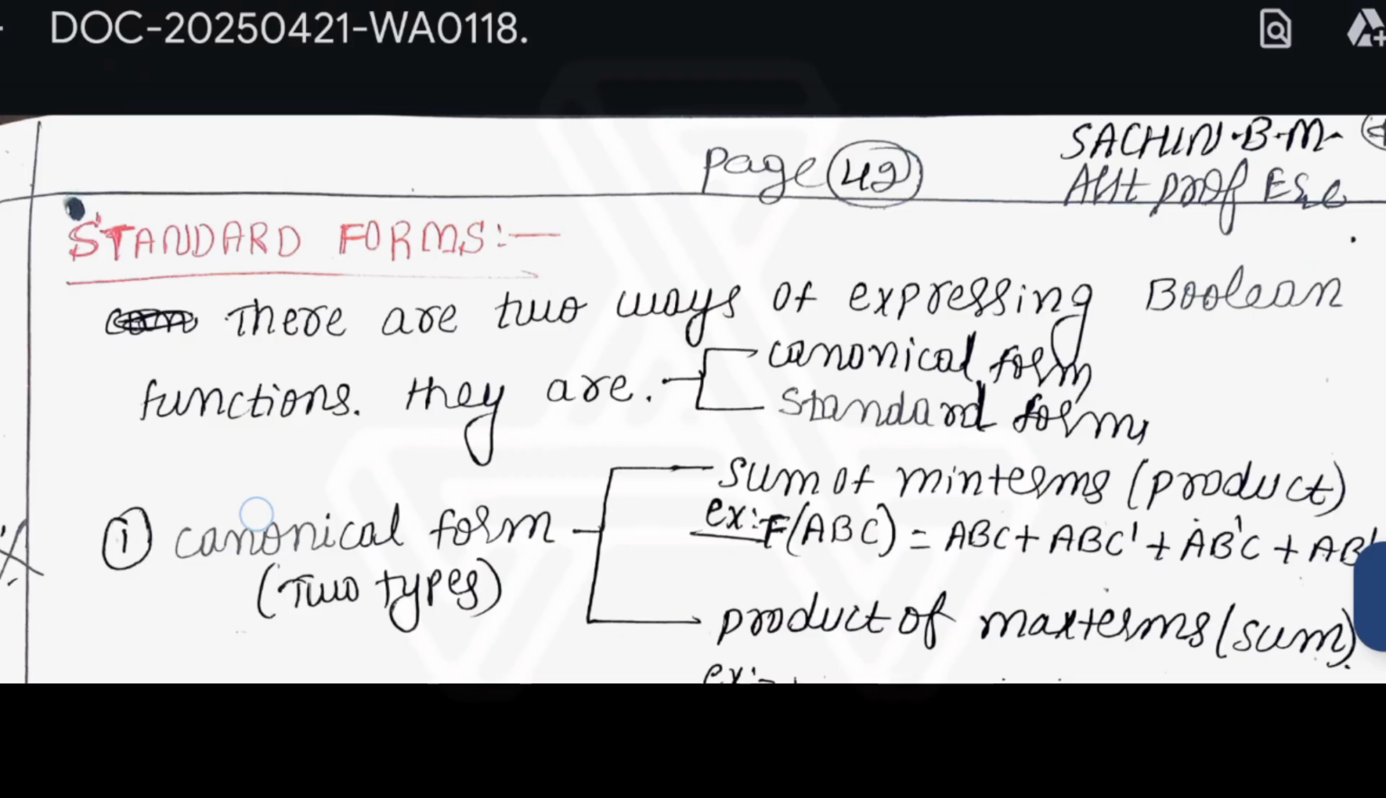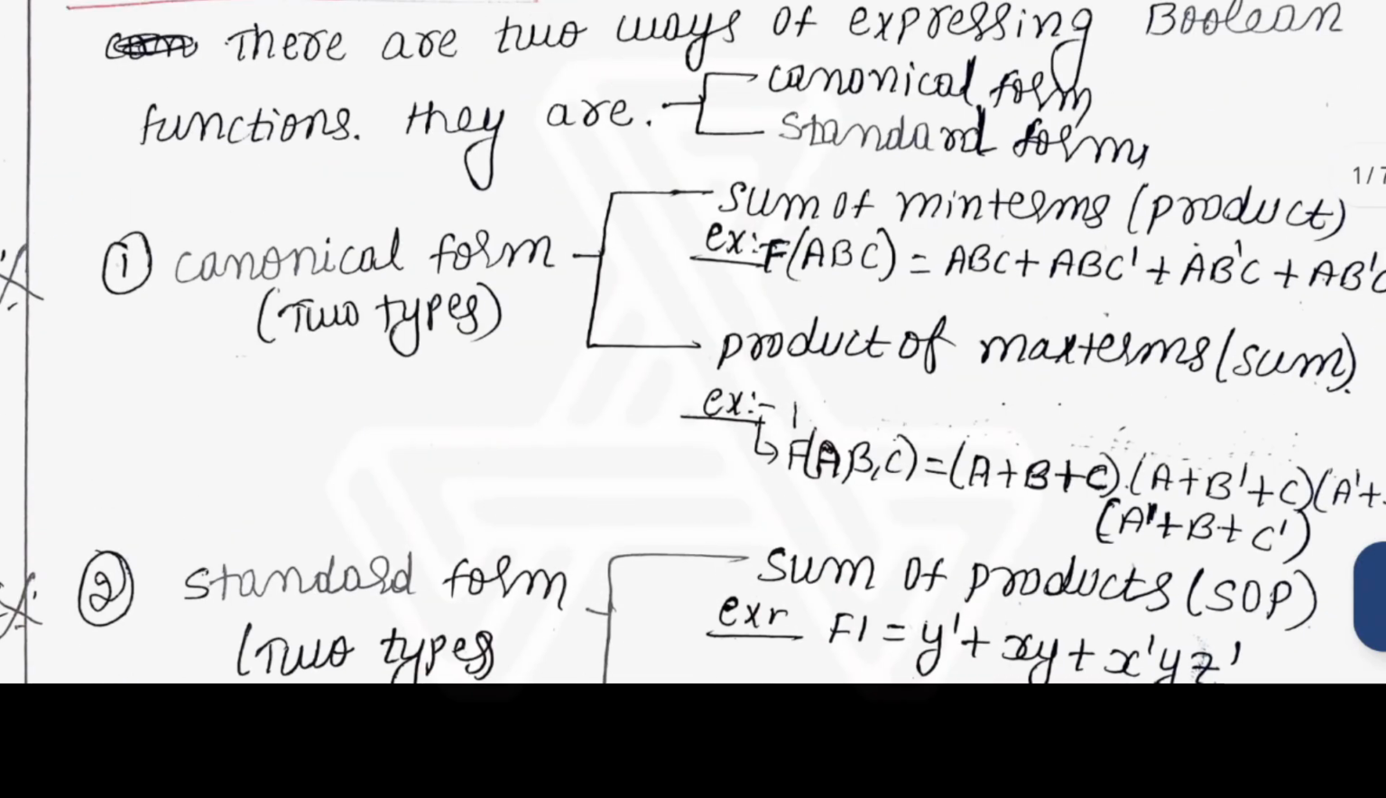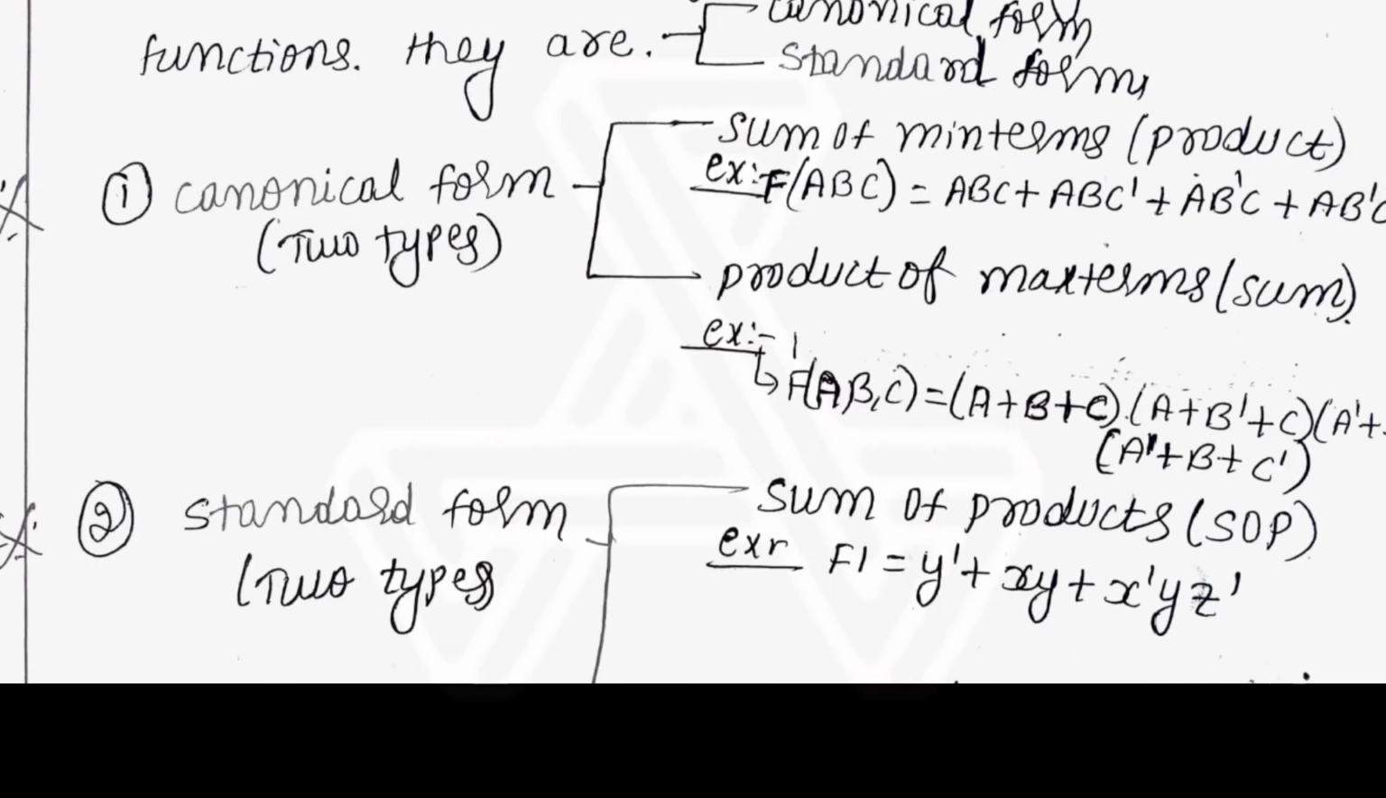There are two ways of expressing Boolean functions, that is canonical form and standard form. Canonical forms are of two types: sum of min terms and product of max terms. Standard form: sum of products, for example y dash plus xy plus x dash y z dash. Then product of sums, x into y dash plus z into x dash plus y plus z dash plus w.